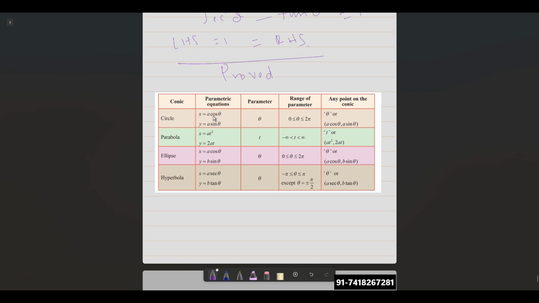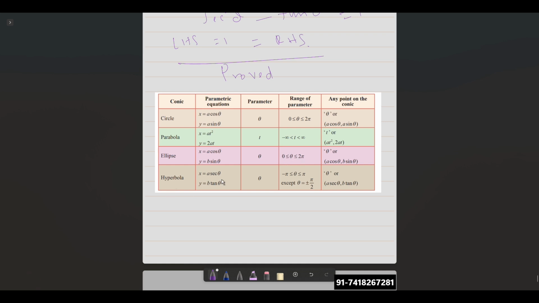Ellipse: if you take the same circle, a cos theta, a sin theta, here it becomes a cos theta, b sin theta, and your theta varies between 0 to 2 pi radians. And you have a and b, which are the semi-major and semi-minor axes, and theta is the variable which varies between 0 to 2 pi.